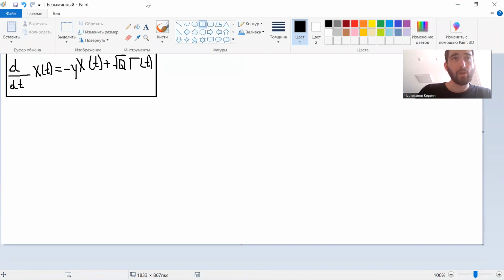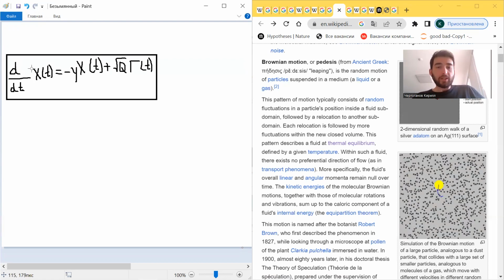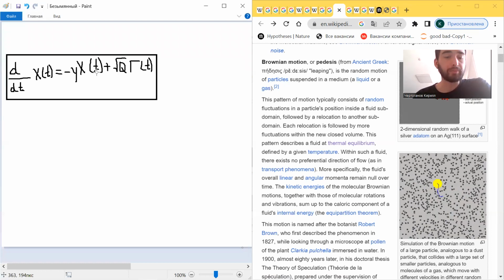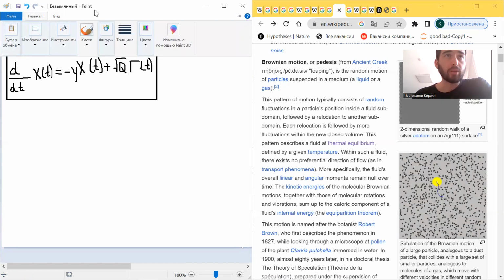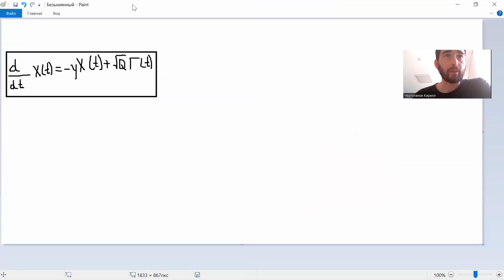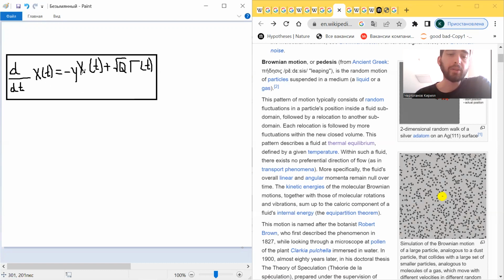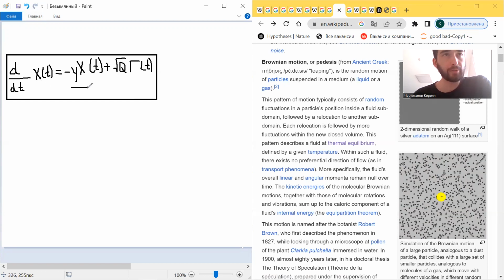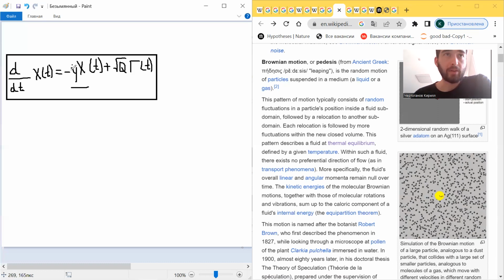So what is it? We said let x(t) denote the state variable of the Brownian particle, then the evolution of the Brownian particle may be given by this equation. Minus gamma x(t): this part is a linear damping force. And this little thing.